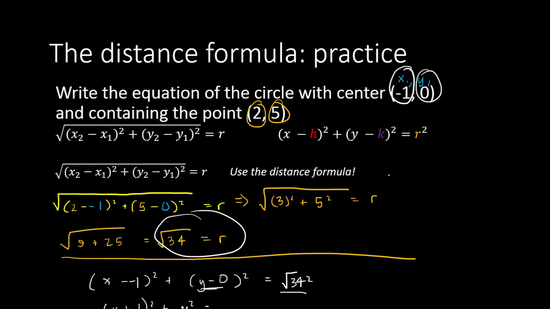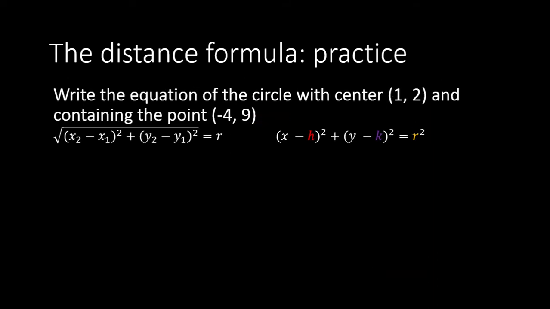and then this is a case where I might rewrite this as 34, only because it's a bit odd to leave it in this form, the square root of 34 squared, but that's a judgment call. So either form of 34 is correct here. And there's my equation of the circle. Let's do one final practice.